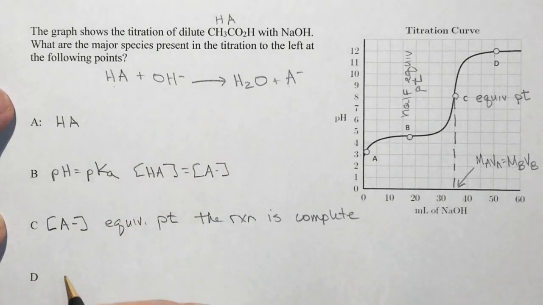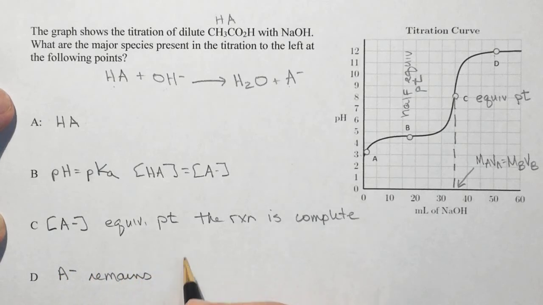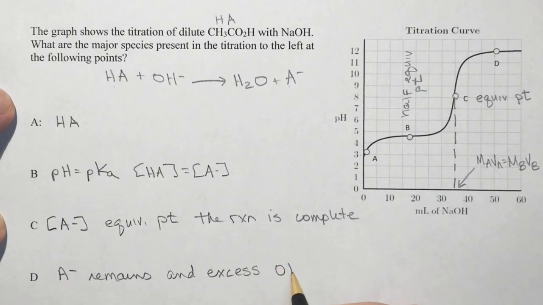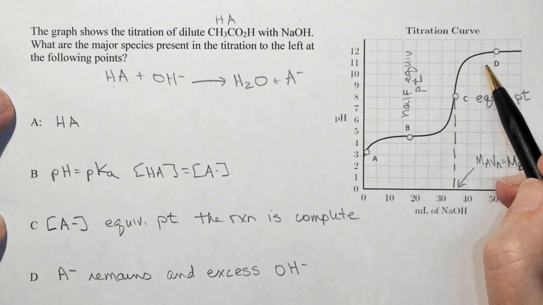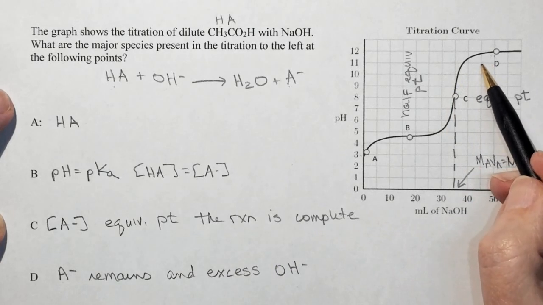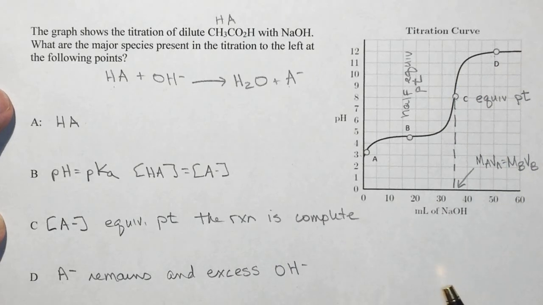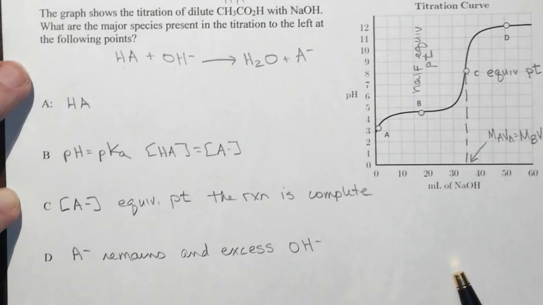At D, we still have A- remaining, and then we begin to add excess hydroxide. So our A- stays constant from this point on, but we just keep increasing the amount of hydroxide ion. Okay, that is it for titrating the weak acids with the strong bases.